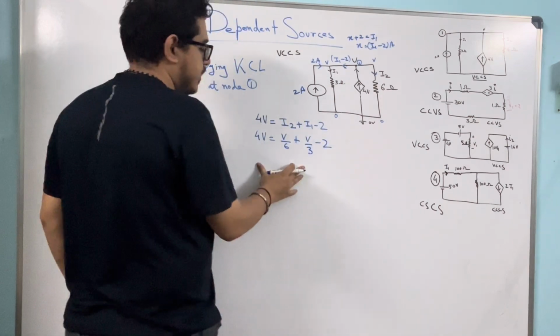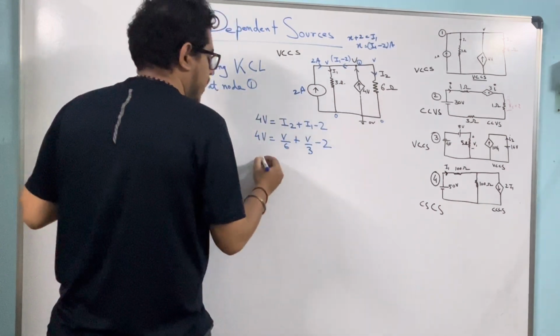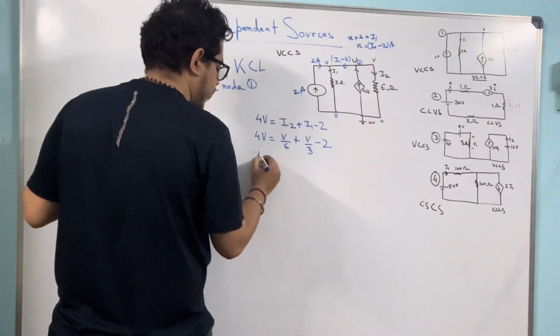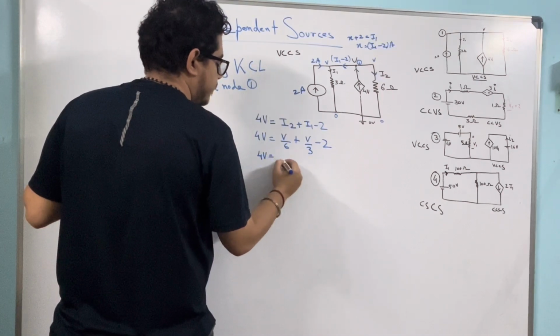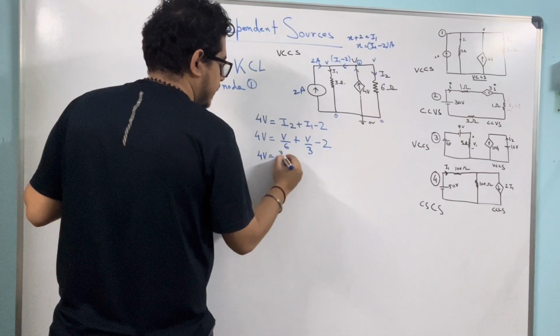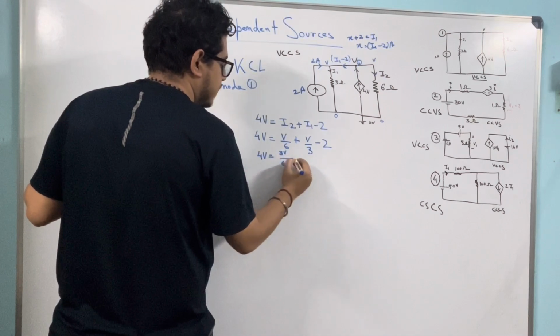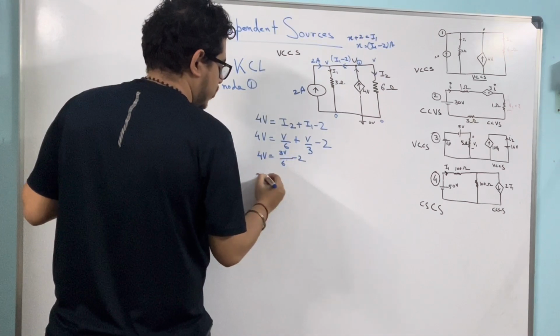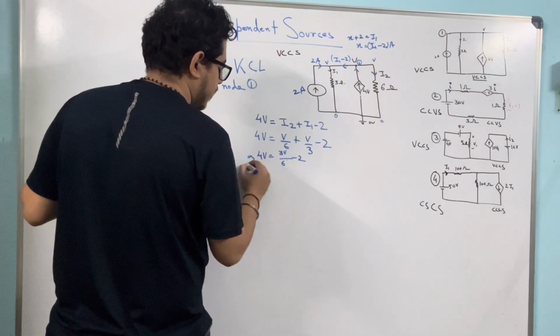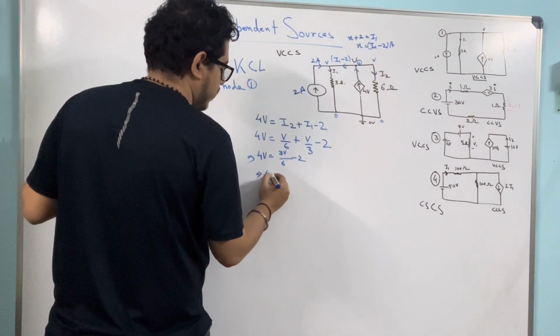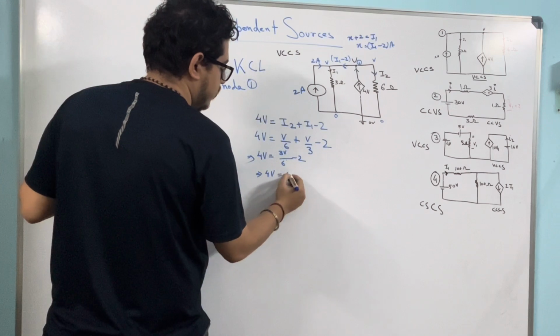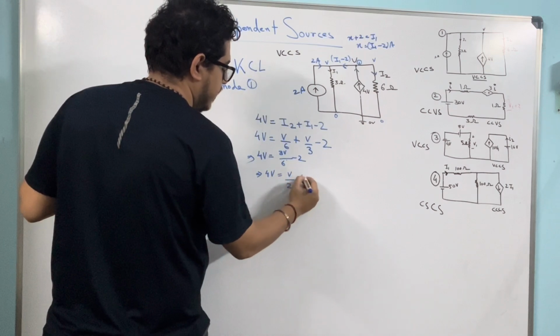So from this equation we can easily calculate the value of V. So this will be nothing but 4V equals 3V by 6 minus 2, which implies that 4V will be equal to V by 2 minus 2.